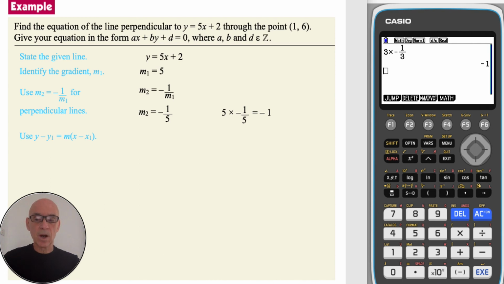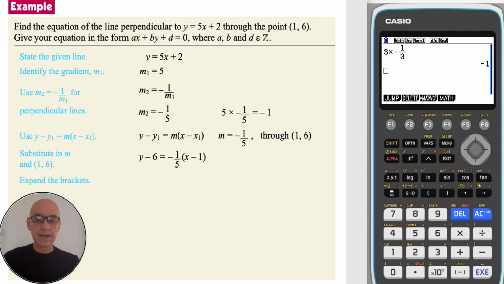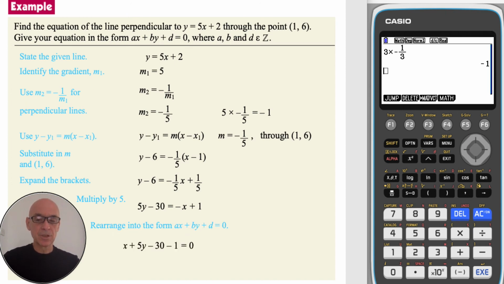Using the equation y minus y1 equals m bracket x minus x1, substituting in m equals negative 1/5 and the coordinates of the point 1, 6. Expanding the brackets, multiplying both sides of the equation by 5, and then rearranging into the required form by collecting all the terms on one side, gives the required result of x plus 5y minus 31 equals 0.